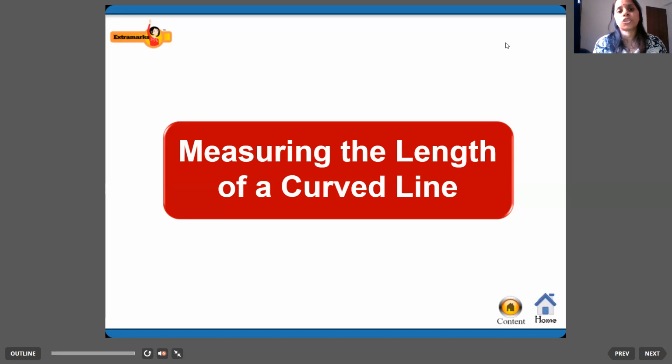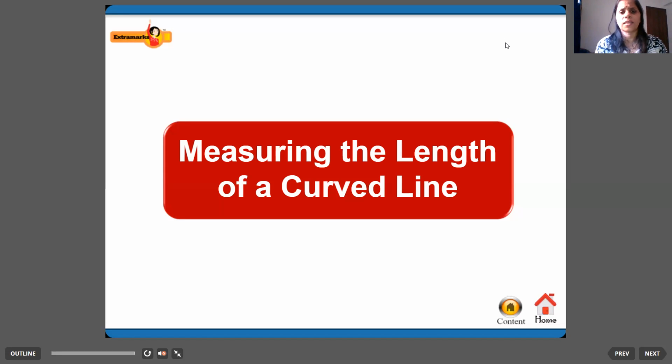In the previous session, we studied how to measure a line using the ruler or the meter scale, and what precautions we are supposed to take while measuring with the ruler. In today's session, we are going to study measuring the length of a curved line.